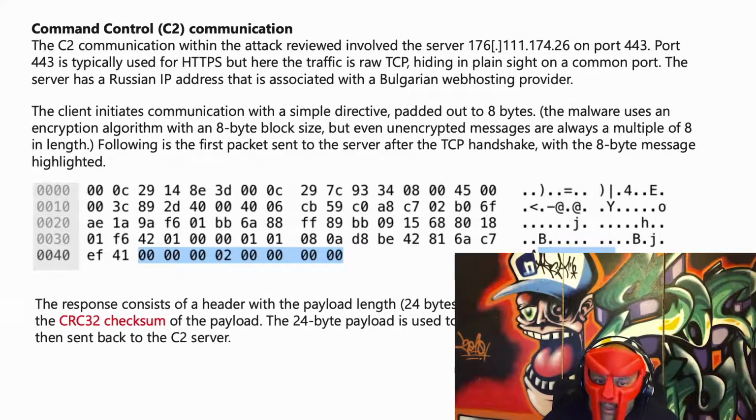Pretty good to know. Now the response consists of a header with a payload length of 24 bytes, a command 0x0201, and the CRC32 checksum of the actual payload. The 24-byte payload is used to encrypt the exfiltrated data that is then sent back to the C2 server. So they are encrypting the information and the communication back and forth to ensure that it cannot be siphoned off or checked for within your traffic logs as something that's malicious. So your firewall would only see connection to this external IP address, but it wouldn't necessarily be able to read what's in the data packets because they're encrypted using Blowfish.